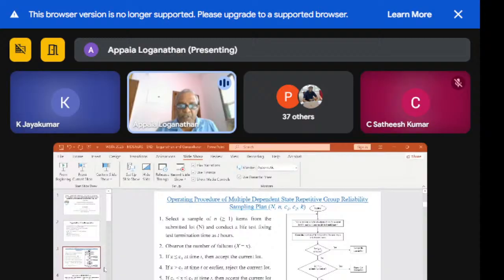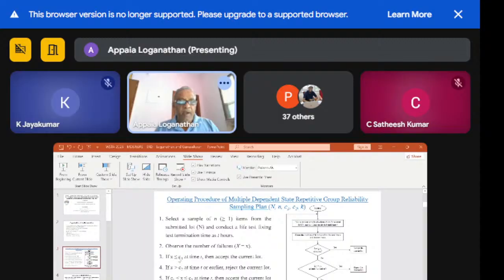This is the operating procedure of the sampling plan. The plan parameters are uppercase N, the lot size, small n, the sample size, C1 and C2 as the acceptance numbers, and K is the constant. According to this plan, a random sample of n items is selected randomly from the lot consisting of capital N items, and the sampled items are put on the live test, fixing the test termination time T, which is not mentioned here. It is T hours, and the live test is conducted for all the sampled items, and the failures are observed. The number of failures is counted and denoted uppercase X.